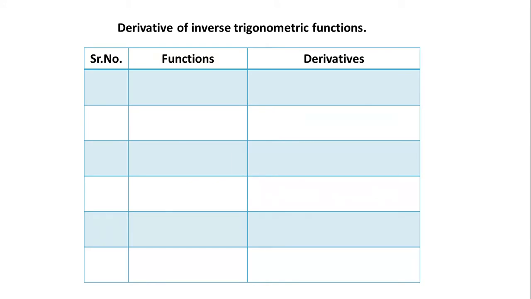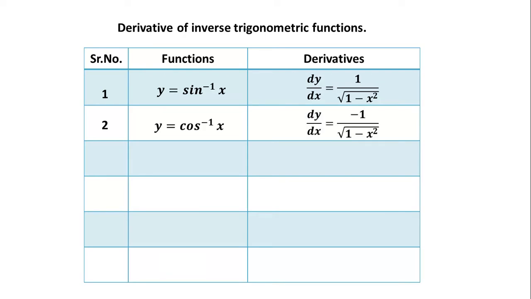functions and their derivatives. Number 1, y is equal to sine inverse x. Then the dy by dx, means derivative of sine inverse x with respect to x, is equal to 1 upon root of 1 minus x square. Second one, y is equal to cos inverse x. Then its dy by dx is minus 1 upon root of 1 minus x square.